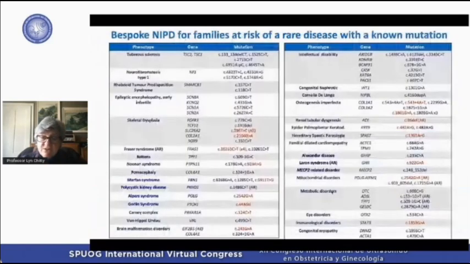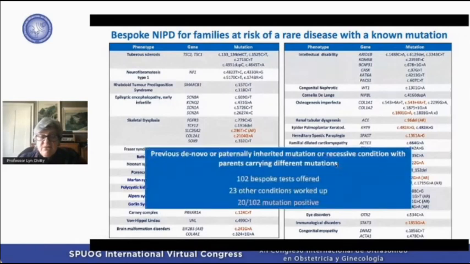I work at Great Ormond Street, which is a hospital which deals with children with rare diseases, and we've also developed non-invasive prenatal diagnosis on a family-specific basis for many, many conditions, and there's just a few of them listed here. And we've developed the test before pregnancy, and then we can offer it to parents in pregnancy. And this is for parents who've had a previous de novo occurring condition or paternally inherited mutation, or recessive conditions where mum and dad carry different mutations. And so this again is a very popular test that we're doing quite a lot of.